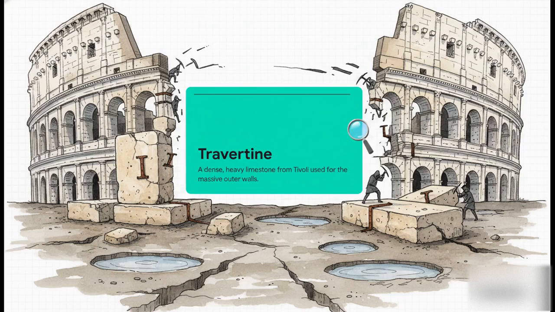But throughout the Middle Ages, scavengers actually dug those iron clamps out to melt down, leaving the walls severely weakened. So picture this, 50,000 tons of heavy stone stacked on soft, waterlogged soil, stripped of its iron reinforcements. It was literally a ticking geological time bomb just waiting for a trigger.